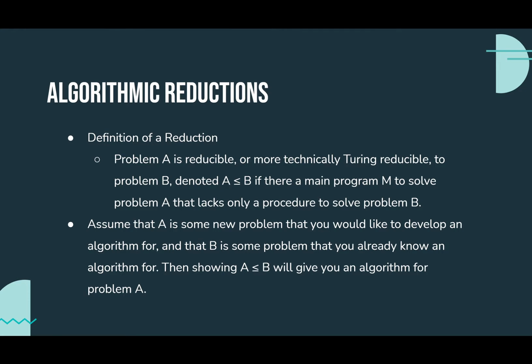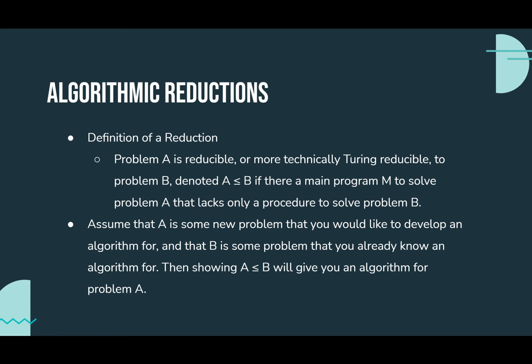Next up, we have algorithmic reductions. So what is a reduction? Let's say problem A is reducible, or more technically, Turing reducible, to problem B, and it is denoted by A ≤ B if there's a main program M that is able to solve problem A, but it lacks a procedure to solve problem B.